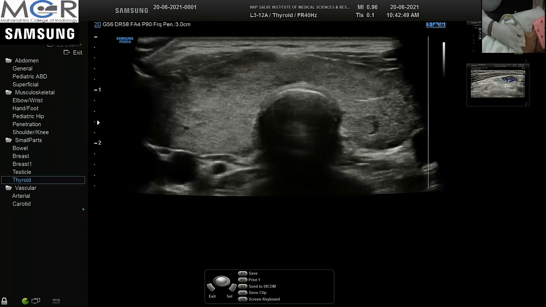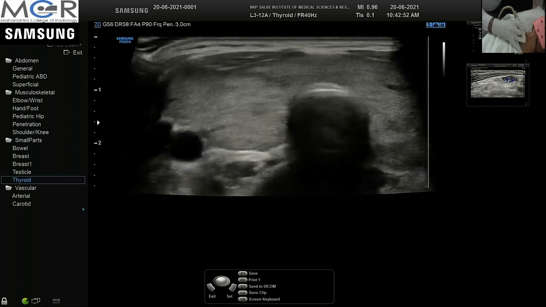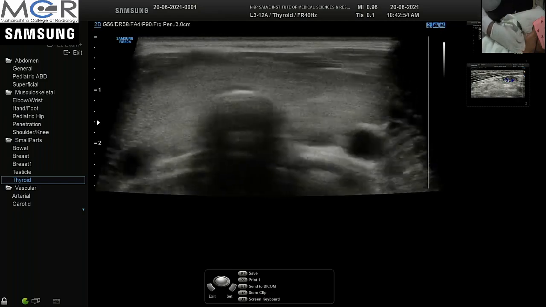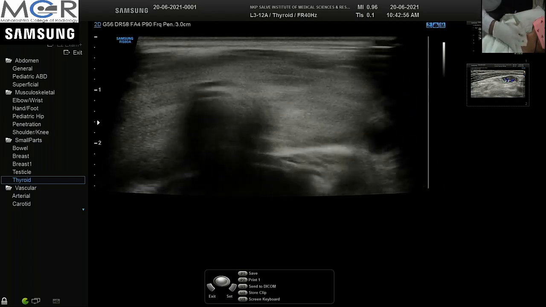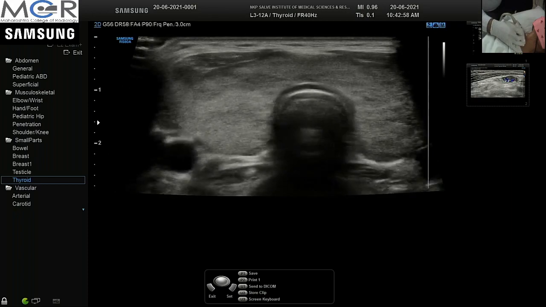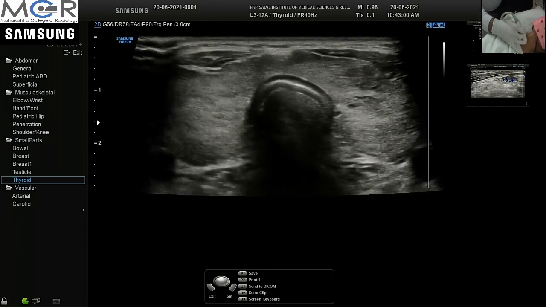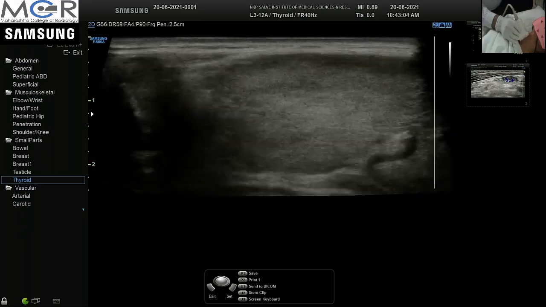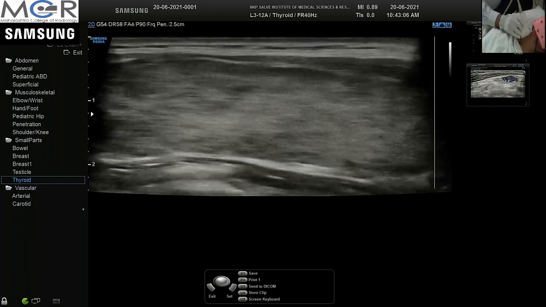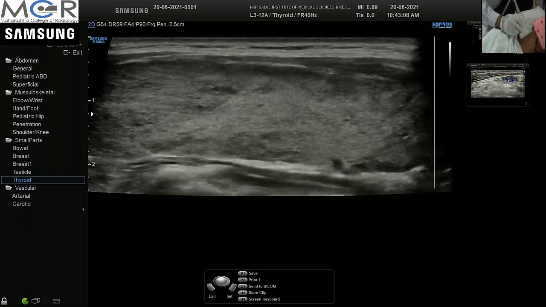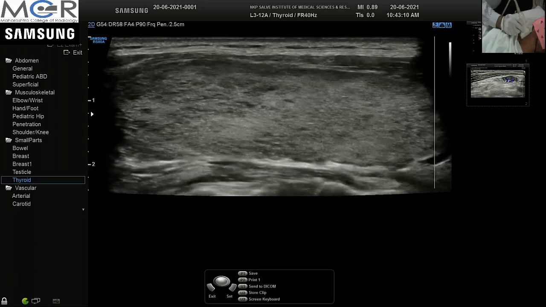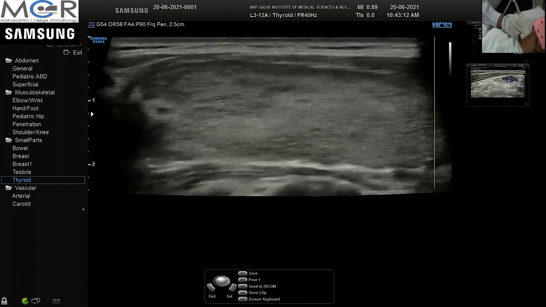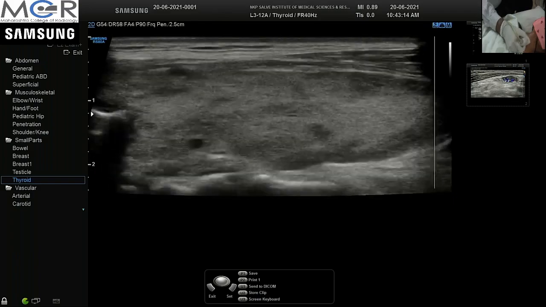all similar features what we had seen in that lady. Overall gland appears enlarged, and you can see a heterogeneous echo texture, and there is no focal nodule. This is the long section from the right lobe. There are multiple ill-defined hypoechoic areas. They can be taken as pseudonodules as they are called.